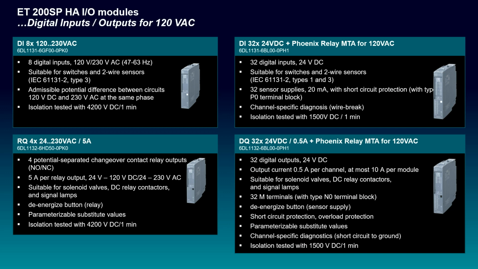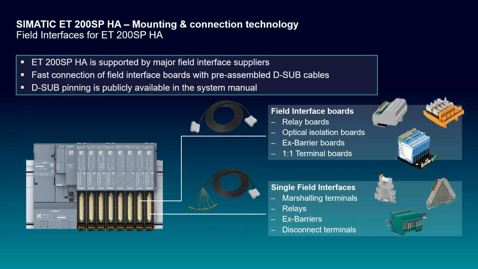So we've got an 8-channel discrete input module that supports 120 to 230 volts AC. And then we've got a standard relay output module to support outputs up to 240 volts, 230 volts. As an option to that, we can take the standard 32-channel discrete input card and connect that with the Phoenix MTA to support up to 240 volt AC on the inputs. We can take the 32-channel discrete output module, connect that to a Phoenix MTA, and drive up to 240 volt AC on the outputs. So how do we do that?